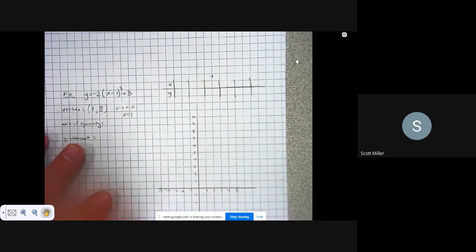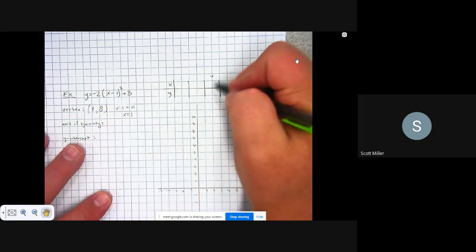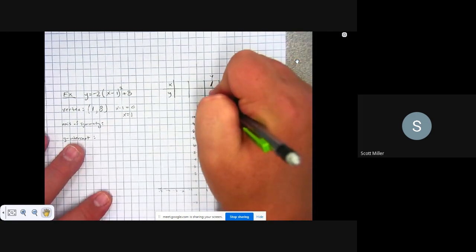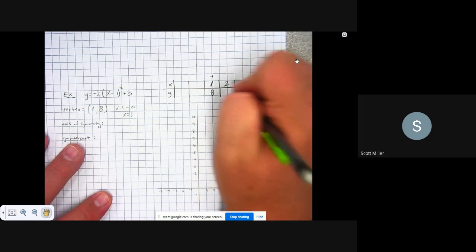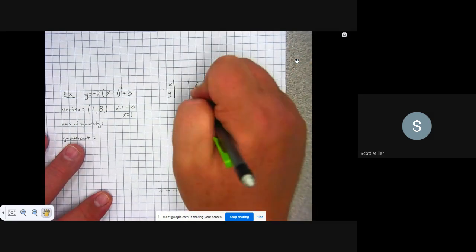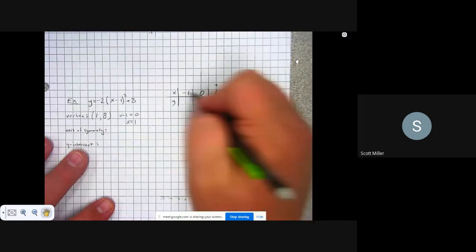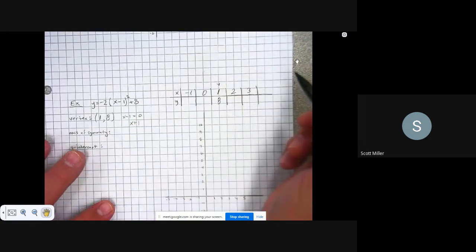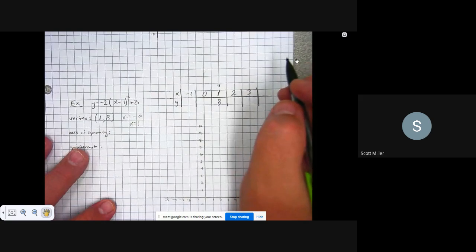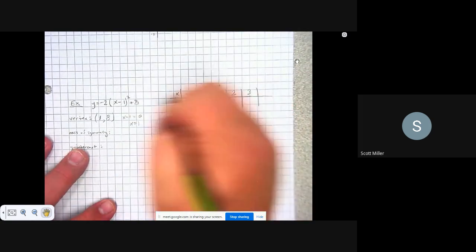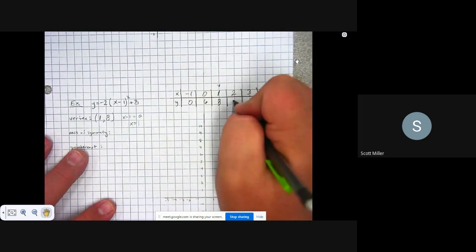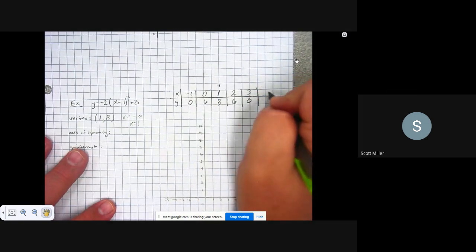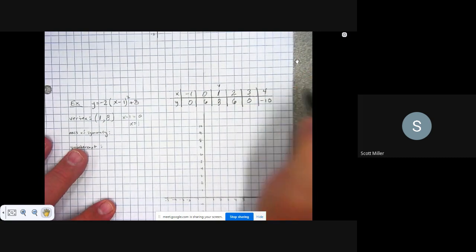To make our table, this number goes in the middle. So 1, 8. Pick two numbers above 1, don't overthink it, and two numbers below 1. And then plug those numbers into this formula and find the values. For the sake of time, I'm just going to go ahead and do that. At 0, if I plug in 0, I'm going to get a 6. If I plug in -1, I'm going to get 0. Plug in 2, I'm going to get a 6, and then a 0. And then one more point for shape. If I plug in a 4, I'll get -10.